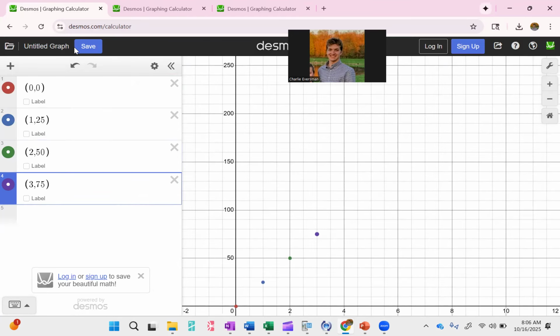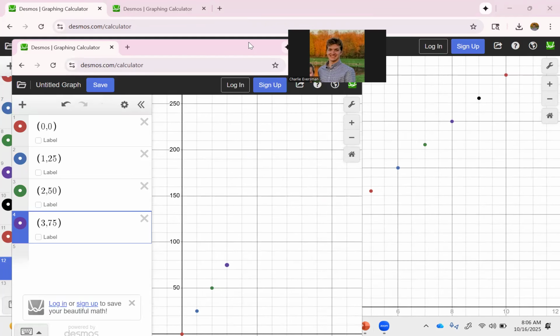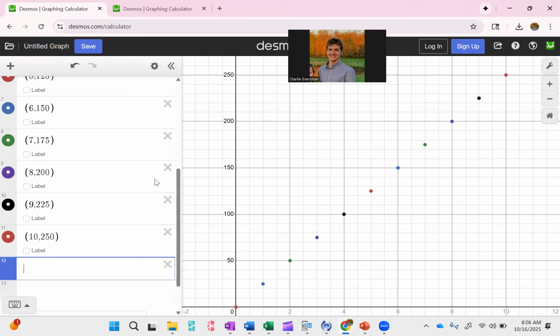Let's see here. I'm going to go to the other tab that I have open, which is where I have put in all of the data. Right, here's all my data. And I'm going to go ahead and write down, now this is my trend line, y is equal to 25x. Great, this is exactly what I want to see.